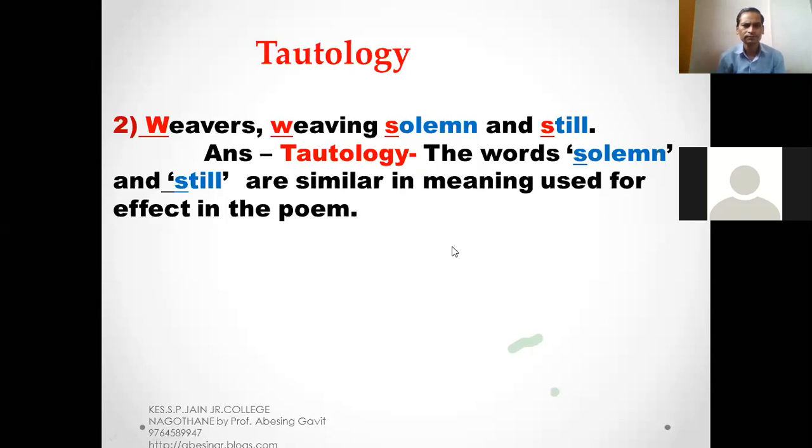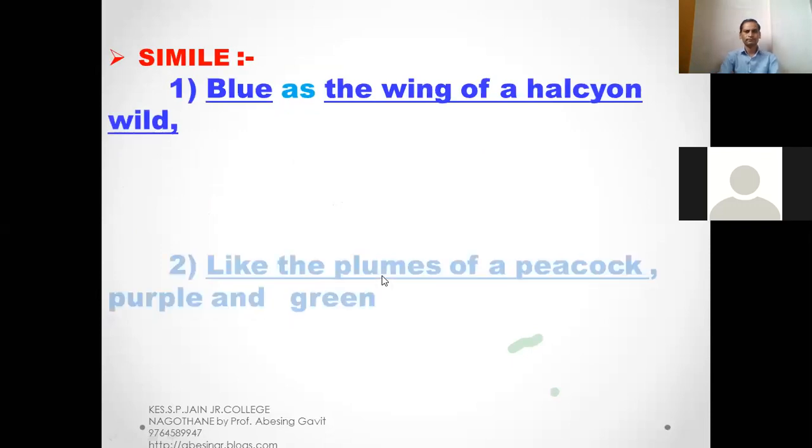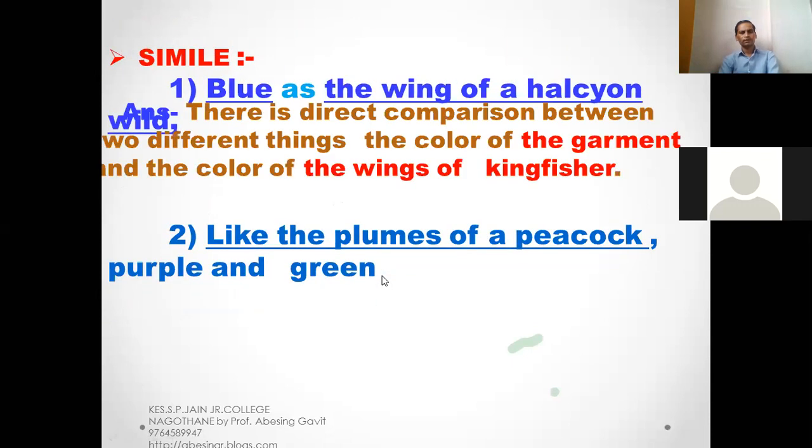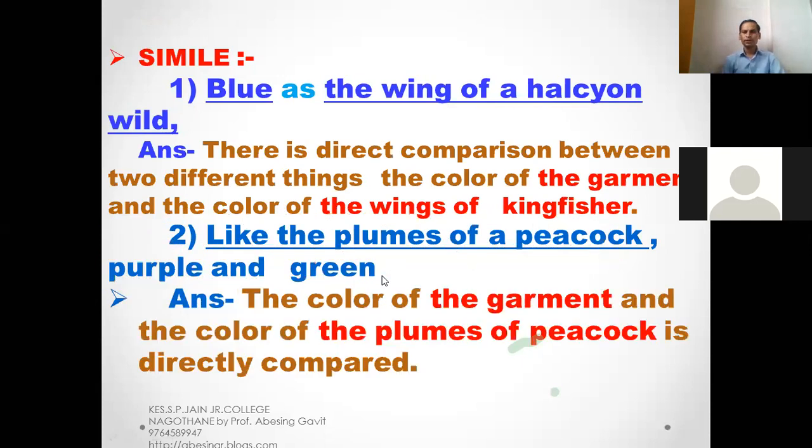Now next, simile. Simile is also one of the poetic devices. In a simile, there is a direct comparison between two things, whether objects or persons.